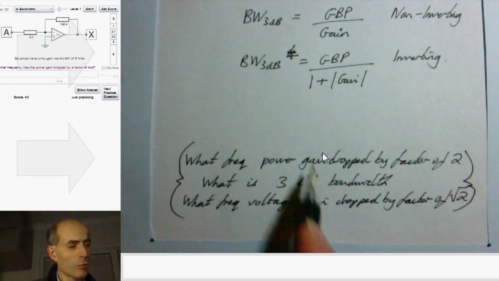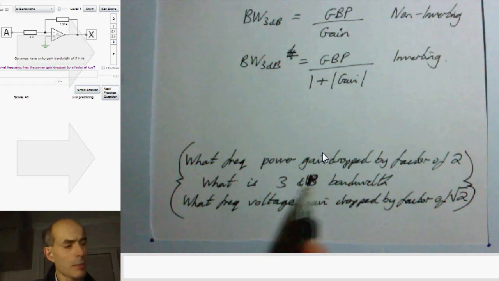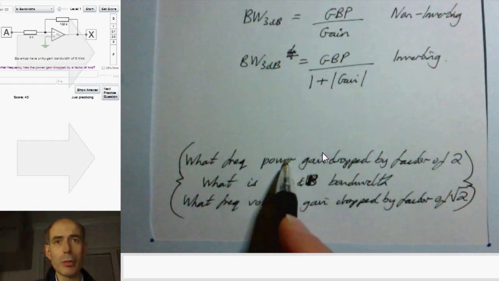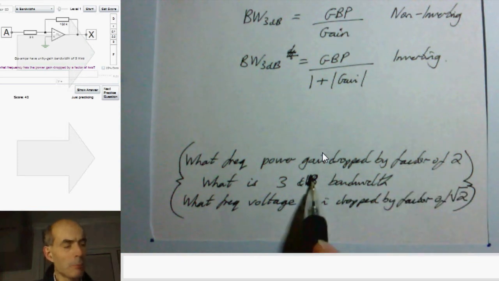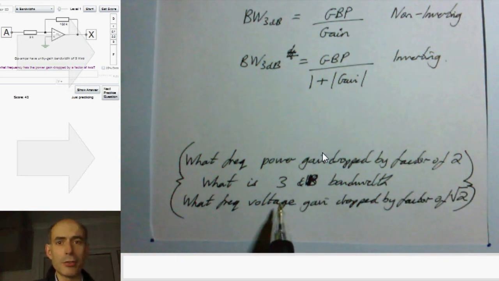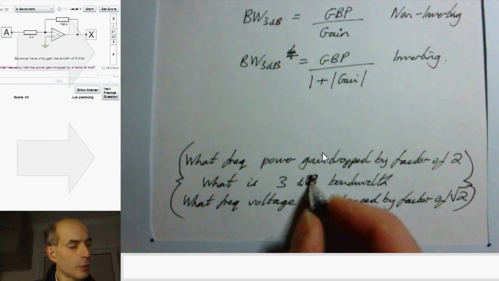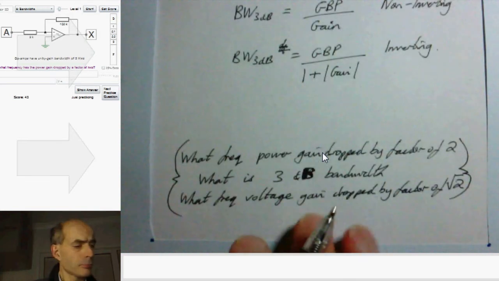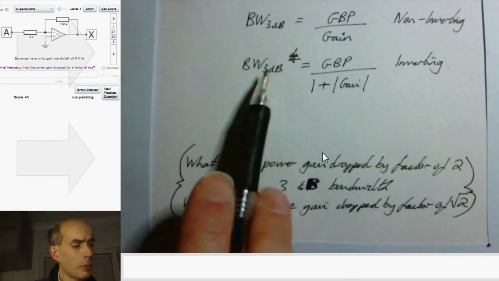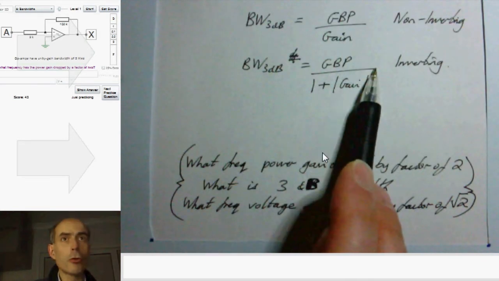And yes, I know, strictly speaking, the 3 dB bandwidth and the half power bandwidth, where the power has dropped by a factor of 2, are not exactly the same thing, but they're so close together that engineers usually don't worry about the difference and just call them the same thing. Right, so we're looking for the 3 dB bandwidth, and this is the formula we need to use.